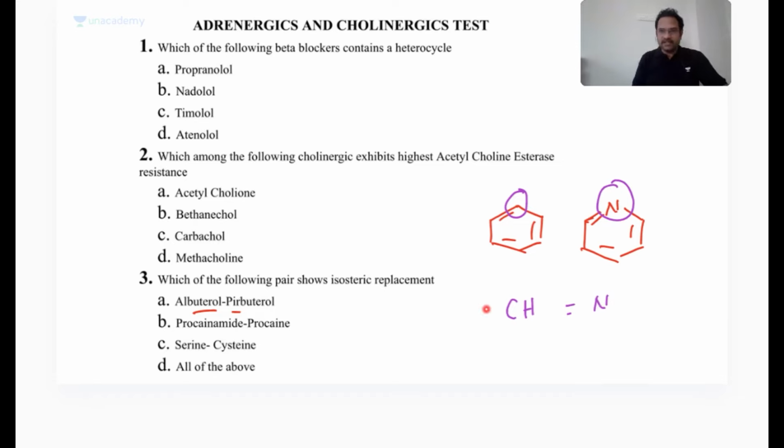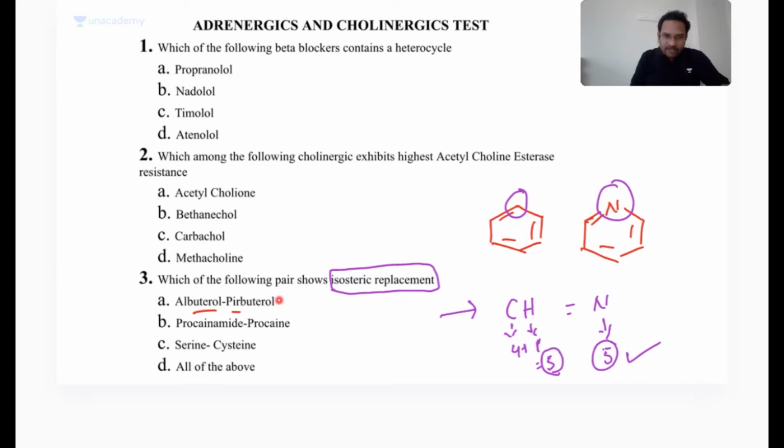Now let us see the valency numbers of these things. What is the valency of carbon? It is 4. What is the valency of hydrogen? It is 1. Now 4 plus 1 equals 5. What is the valency of nitrogen? 5. So this is what is there. If you substitute a group of atoms with an atom which has similar valence electrons, that is called isosteric replacement. So in the first pair, albuterol and pirbuterol show isosteric replacement, and both of them show the actions.